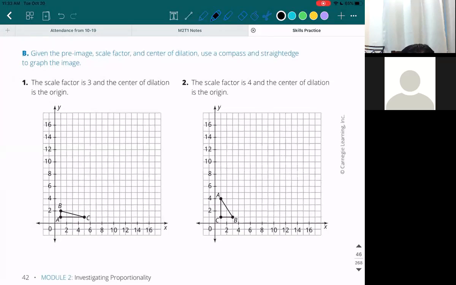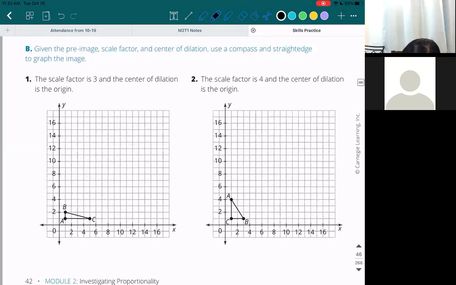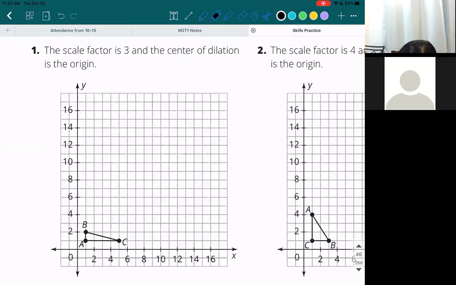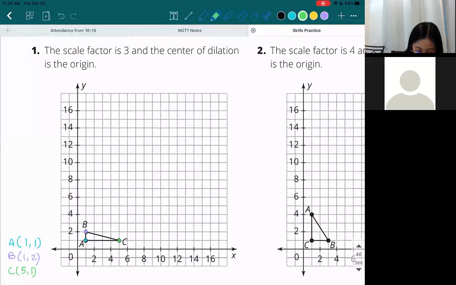Okay, let's do number 1. The scale factor is 3, center of dilation is the origin. I'm going to start by labeling all 3 points. So we have A over here, which I'm going to label as 1, 1. I'll do B in purple, I guess. Actually, let me label this. This is A. And then we have B. B is 1, 2. And we have C. C is 5, 1. Any questions on that?